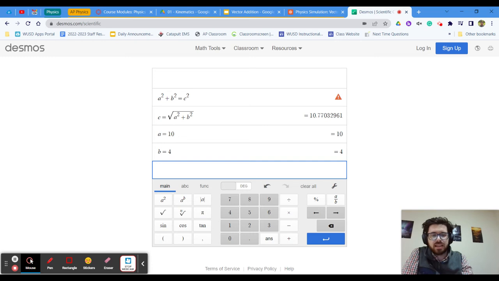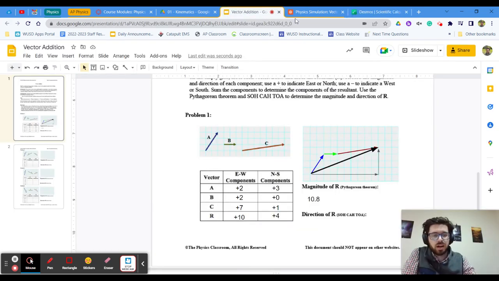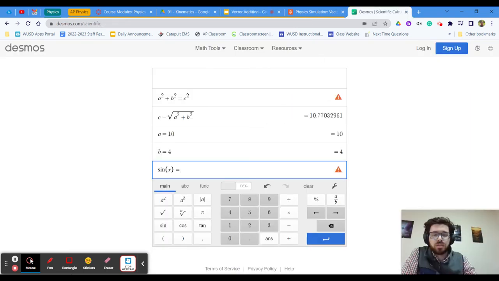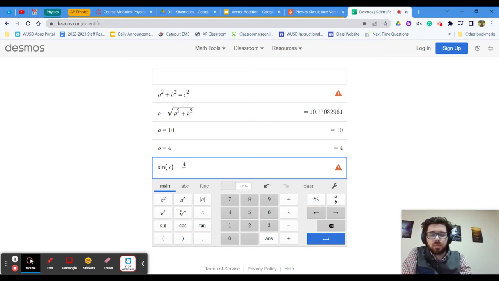So we'll say that the sine of x is going to equal the opposite over the hypotenuse. And so let's go ahead and grab the opposite. The opposite is going to be 4, and then the hypotenuse was 10.8. So we're going to say 4 divided by 10.8.